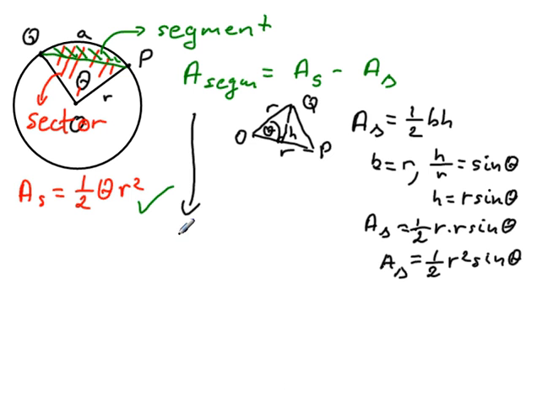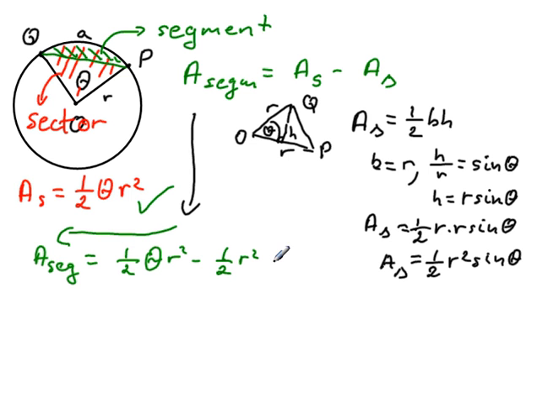So now we can say that the area of the segment is equal to 1/2 theta r squared minus 1/2 r squared sine theta. Let's take a look at this expression. Common factors. So what is the same for both parts? 1/2, 1/2. That's the same.